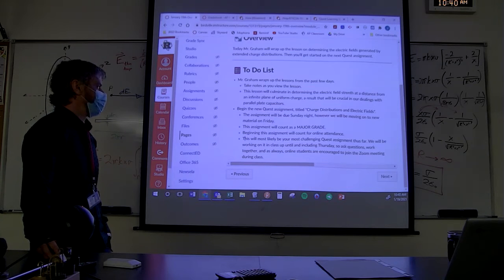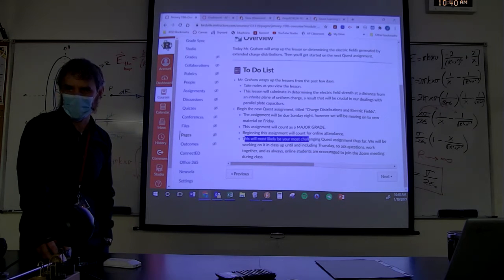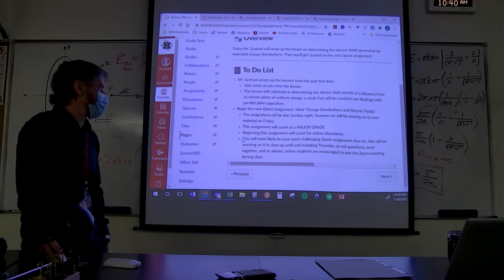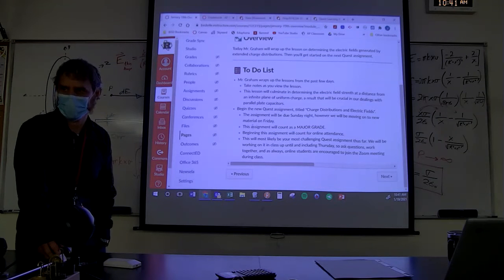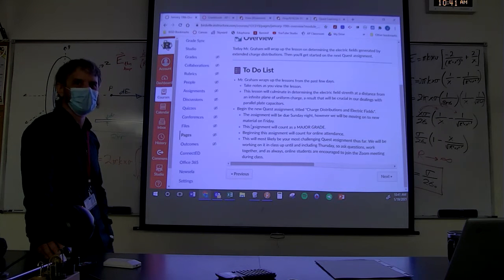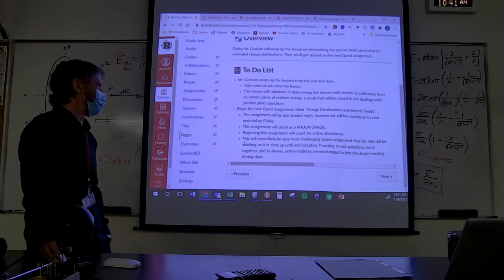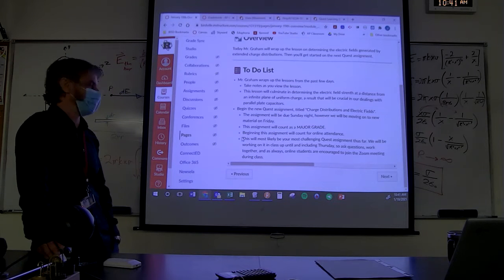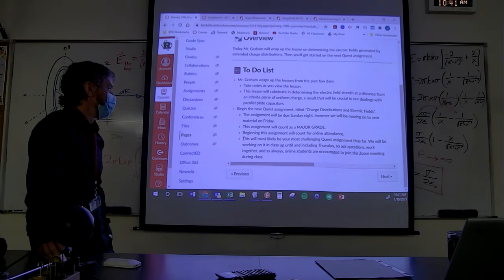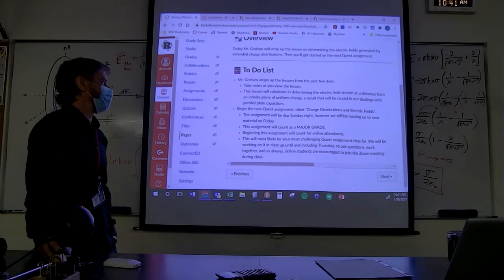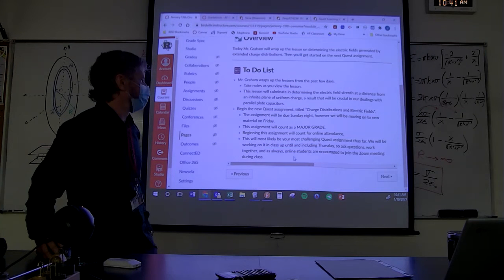This will most likely be your most challenging quest assignment thus far because, as you notice, this electric field stuff is pretty complicated. And what complicates it further is that they're literally invisible. You can't see this stuff, right? You can only detect it indirectly, or directly if you ever get struck by lightning, but hopefully that never happens. We'll be working on it in class up until and including Thursday.